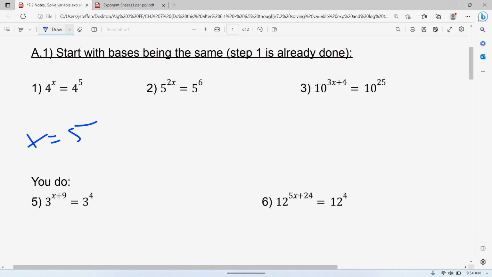Okay. Now the next one we have 5 raised to the 2x is equal to 5 to the 6. Well, again, kind of the same concept over here. The base 5 is the same on both sides. Well, then this 5 to the 6 has to be the same as 5 to the 6 over here. So this 2x has to be the same as 6. So the x is 3. Now let's take a step back. How do we find that that x was 3? Well, if this was 5 to the 6, this one has to be 5 to the 6. So this 2x has to be equal to the 6.